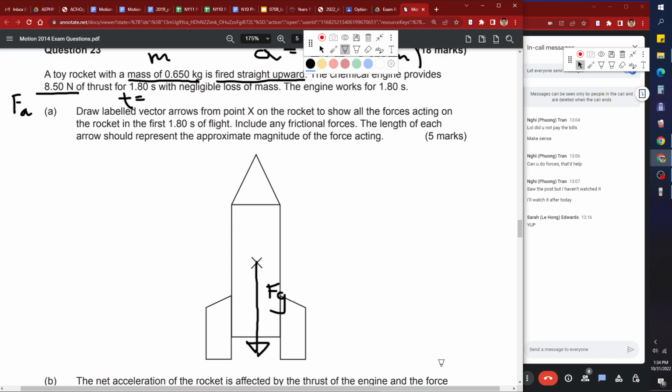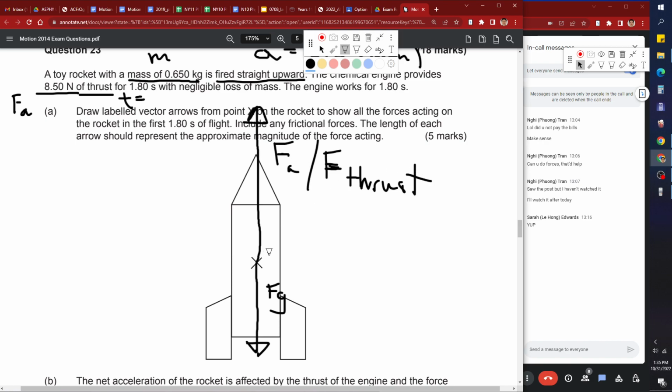Yeah. And this applied force is the thrust force, really. So that should be upwards and a little bit longer. Otherwise, we would not be accelerating upwards. So we have to, you could say FA, you can say F thrust.